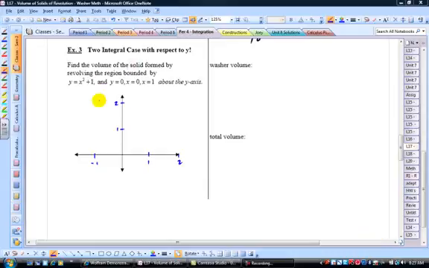This is Mr. Ainsworth. We're in part 2 of lesson 17 on the washer method. We're going to take a look at 3 more examples to illustrate how to use the washer technique to find the volume of a solid of revolution.